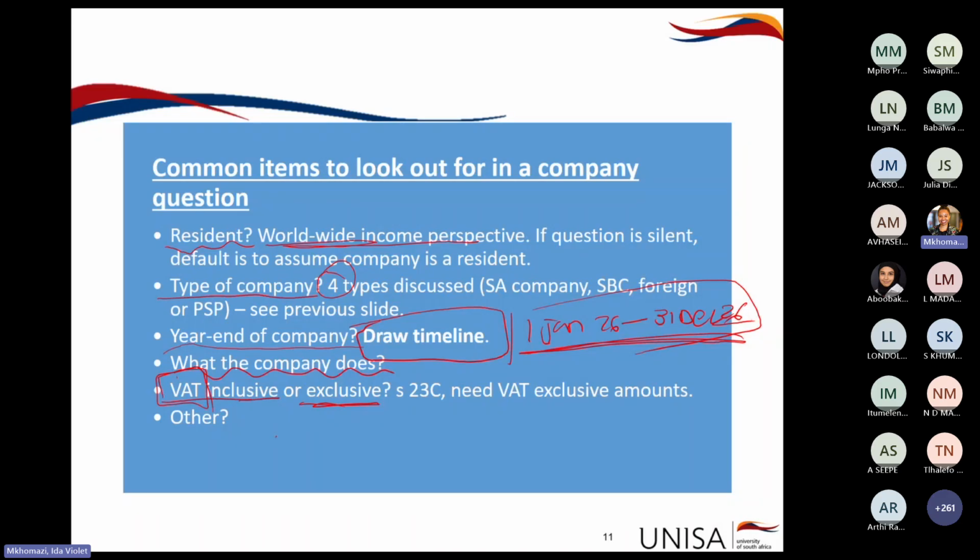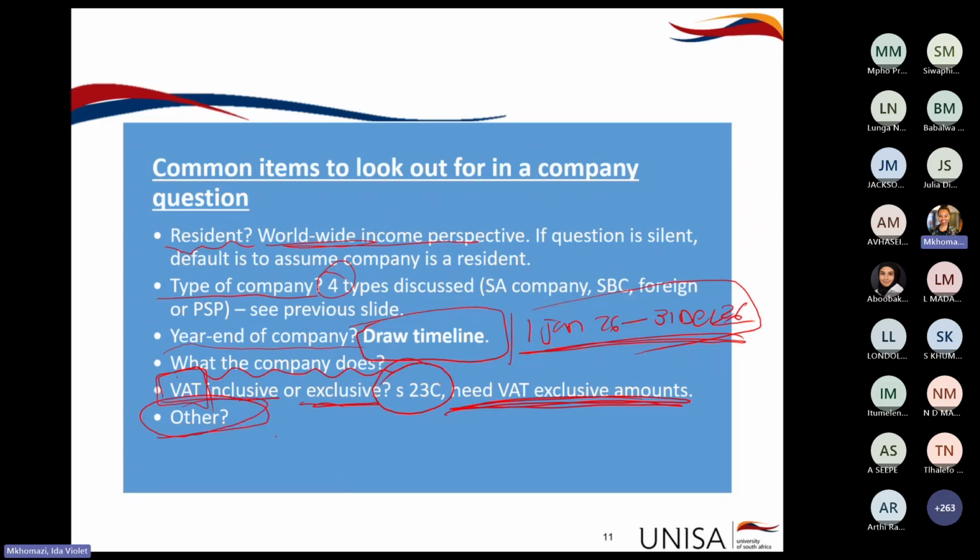For instance, we have Section 23C in the Income Tax Act that says that the cost or the market value of certain assets needs to be reduced by VAT if the taxpayer is a VAT vendor and VAT was claimed as input tax. So please be on the lookout for this and don't forget that you need to use amounts excluding VAT when you are calculating capital allowances.